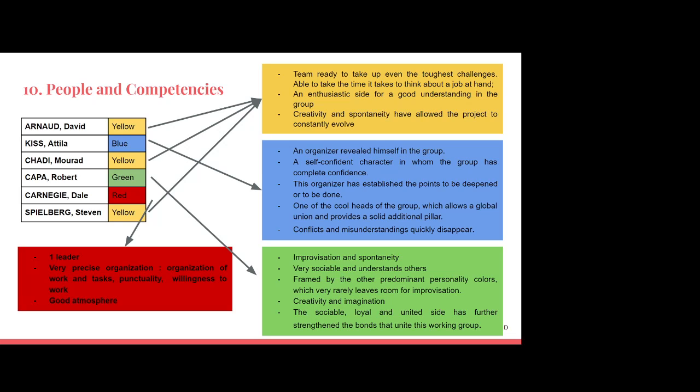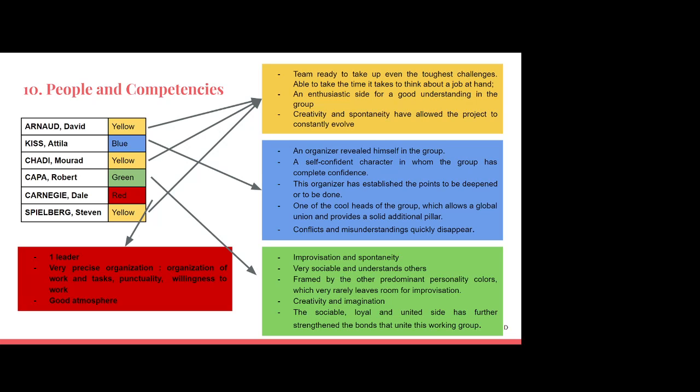Okay, so the next screen is people and competencies, and we did a test, and the main personality was yellow. So the team is ready to take up even the toughest challenges, able to take the time to think about a job and attend. Creativity and spontaneity have allowed the project to constantly evolve. There is an enthusiastic side for a good understanding in the group. There is also blue, green, and red.